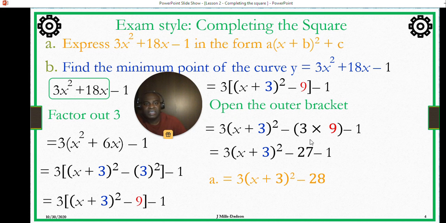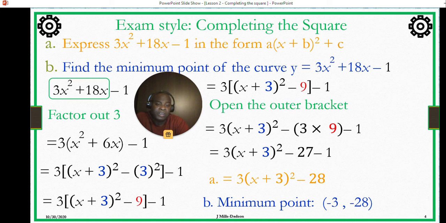So now you can see, if we're asked to state the values, a equals 3, b also equals 3, and c equals negative 28. Now to get the minimum point, from what we said in lesson 1, it's always the answer in the bracket as your x coordinate and the answer outside the bracket as your y coordinate, but inside the bracket we use the opposite of the number. The opposite of plus 3 is negative 3. So we always use the opposite of the sign. So plus 3 becomes negative 3, minus 28. So the coordinate point is negative 3, negative 28.